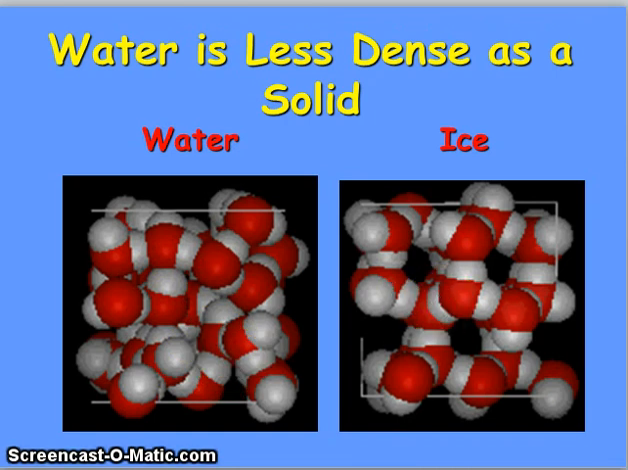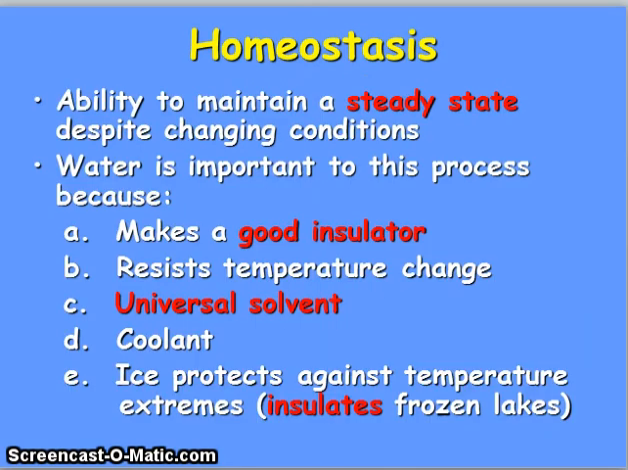Homeostasis is the ability to maintain a steady state. Water is very important to keeping homeostasis happening on Earth, because it's a good insulator. It resists temperature changes. It's a universal solvent. It's a coolant. And the ice protects against temperature extremes. Sometimes in areas where they're going to get a frost that can hurt plants, people will spray their crops with water so the water will freeze, and that will save them from the frost.